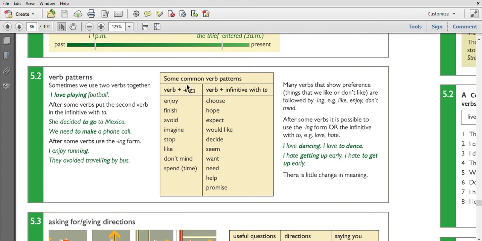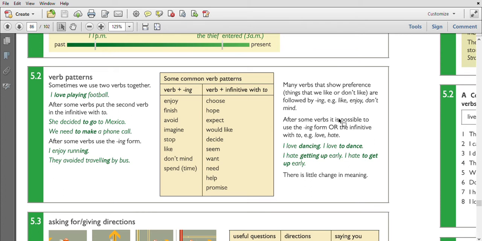The next, verb plus infinitive with to. After the verbs choose, hope, expect, would like, decide, seem, want, need, help, and promise, we use the next word with infinitive with to. Many verbs that show preference, things that we like or don't like, are followed by ing. For example, the verbs that show preferences: like, enjoy, don't mind. After that, we use the ing construction.